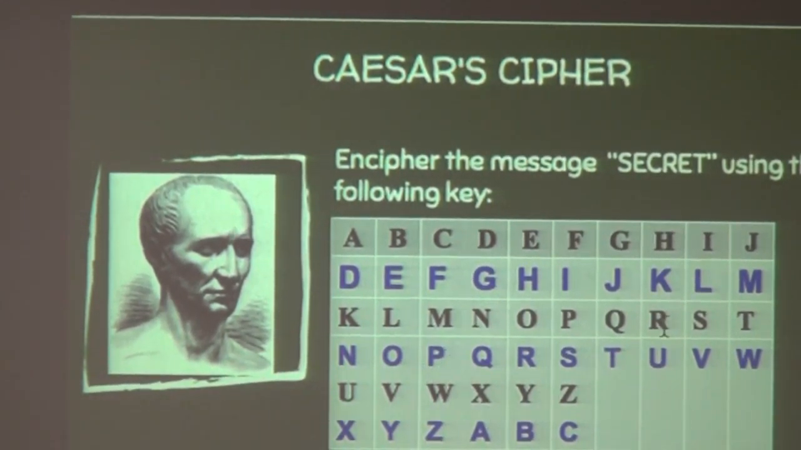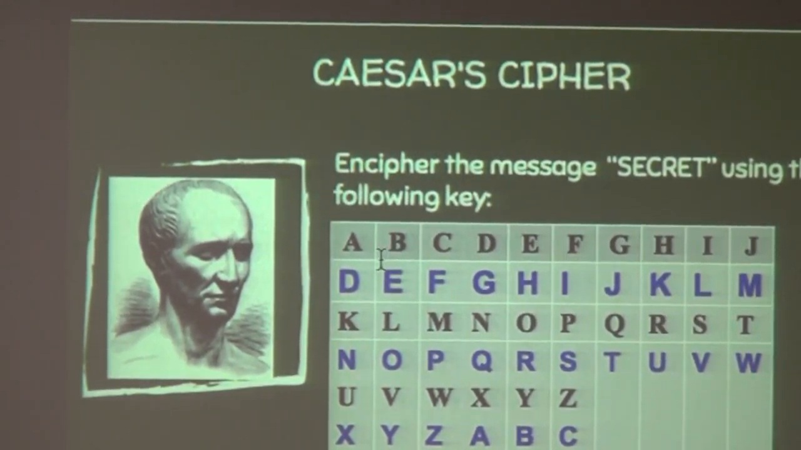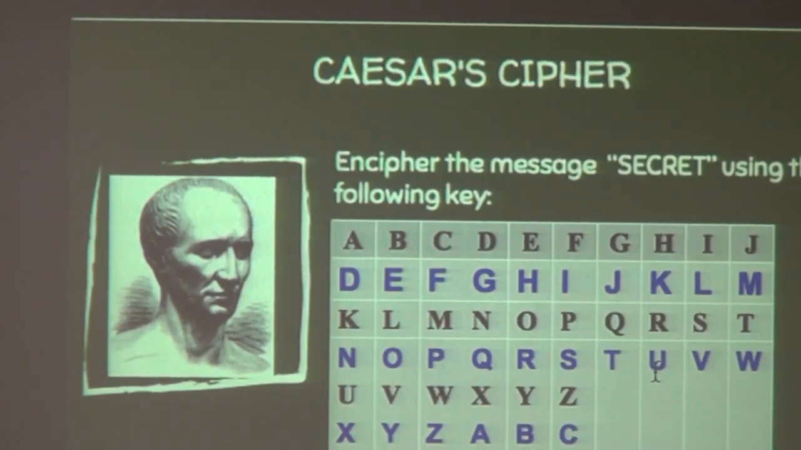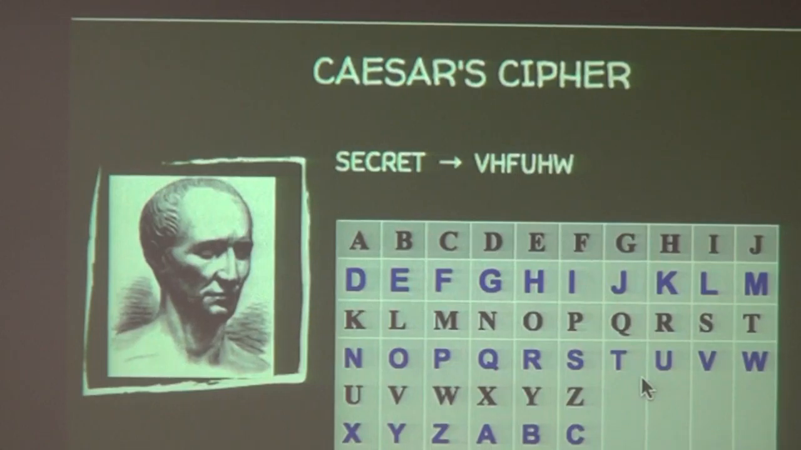So this is the Caesar cipher. A will be equivalent to D. So A will now be written as D. B will be written as E, and so on. So, class, let's use the Caesar cipher to encrypt the word secret. So S is V. E is H. C is F. R is U. E again is H and T is W. Okay. So there you have your encrypted message.